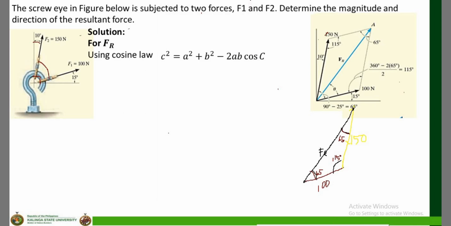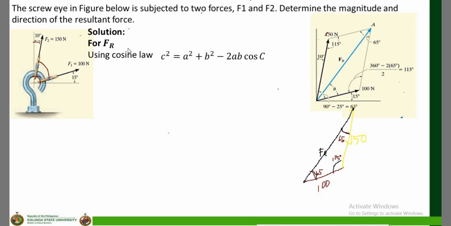Since we are solving for FR, we will use the cosine law. Why the cosine law? Didn't we learn this in trigonometry? If two sides are given, and the angle between them, you may use the cosine law or the sine law. But for me, the cosine law is more convenient.